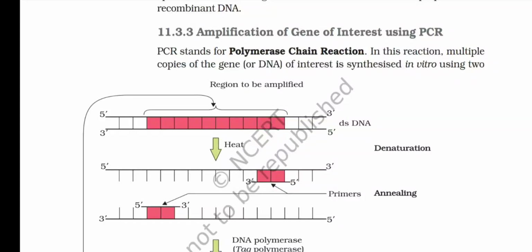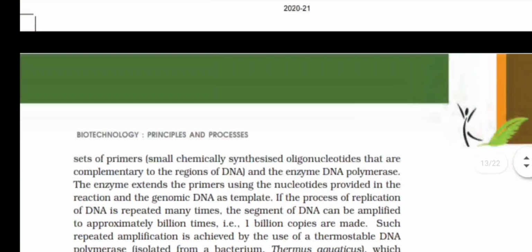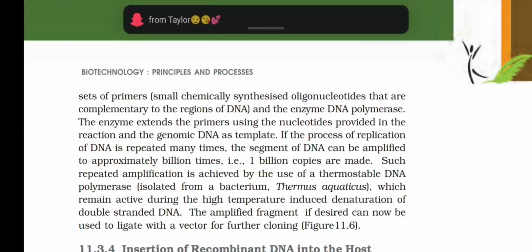In this reaction, multiple copies of the gene or DNA of interest are synthesized in vitro using two sets of primers, small chemically synthesized oligonucleotides that are complementary to the regions of DNA. An enzyme, DNA polymerase.